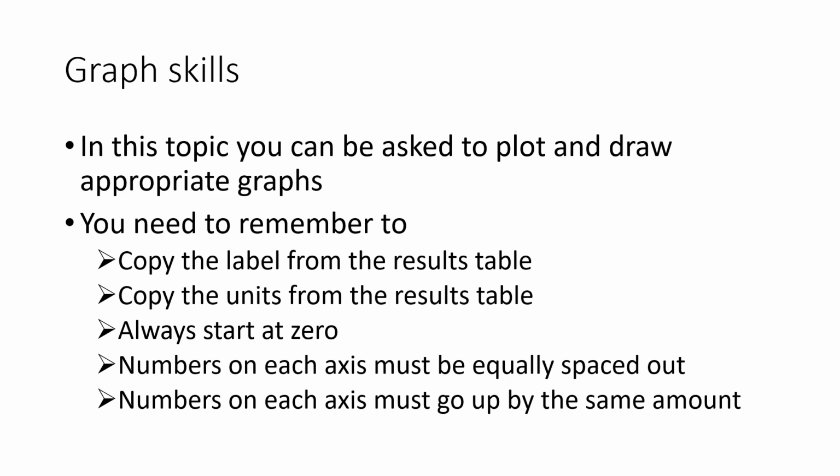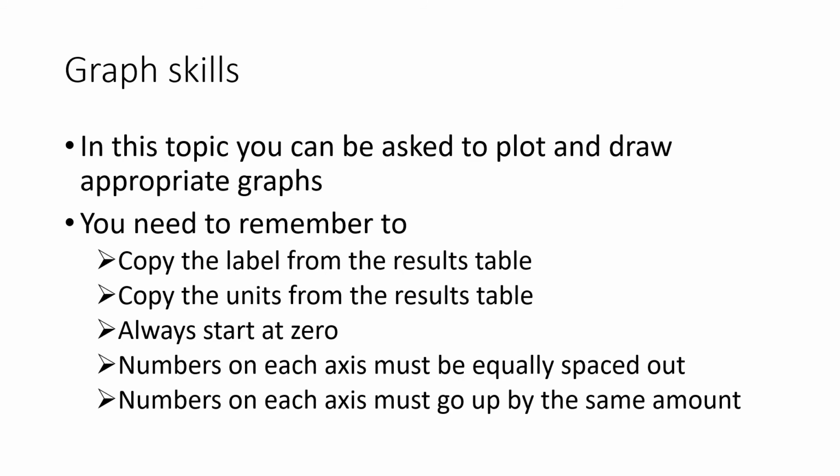Each of your lines, now you're lucky in this question because the lines were already drawn for you, but when you're putting numbers along the x-axis, numbers along the y-axis, they must be equally spaced out, and they must also go up by the same amount. So you can't have 0, 5, 26, 2.5, they can't jump. It has to be 0, 5, 10, 15, 20, 25, 30, or 0, 2, 4, 6, 8, 10, 12. They must always go up by the same amount and must always be equally spaced out.